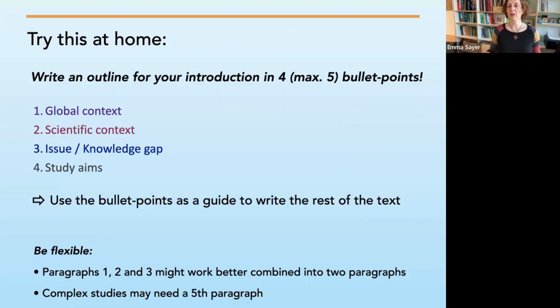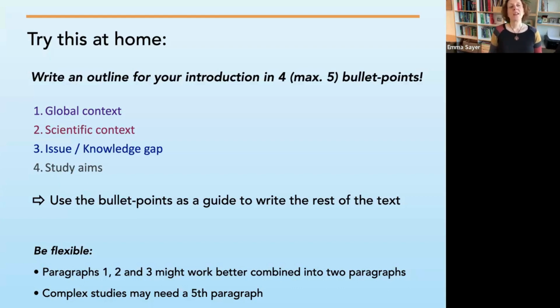Then what am I going to give for scientific context? What's relevant? What is the issue of the knowledge gap? And then obviously introducing the study, the research aims, and the hypotheses. And then basically, once you've got these 4 bullet points, you can use them as a guide to write the rest of the text. So writing an introduction can be this simple.